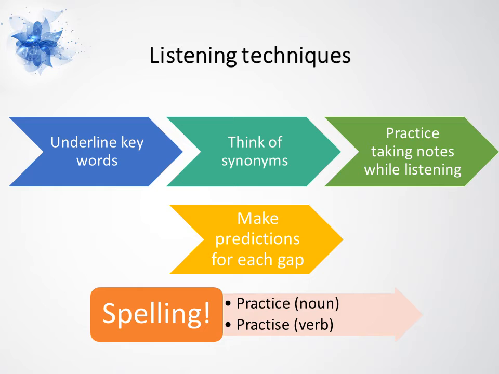Then, when you underline the keywords, you need to automatically think of synonyms for these keywords, because you know that people who are doing this IELTS exam, they are smart people, and most of the time they are not going to use the same word as it is in the question and then in the track. So therefore, they will be using a lot of synonyms, a lot of paraphrasing, just in order to avoid using the exact word in the question. So that's why don't expect to listen for a specific word from the question.